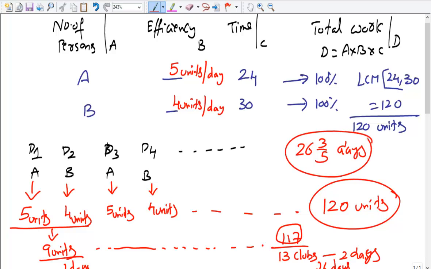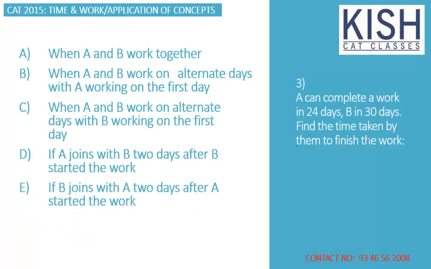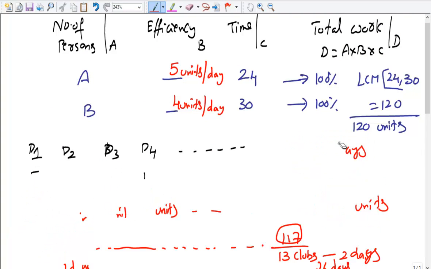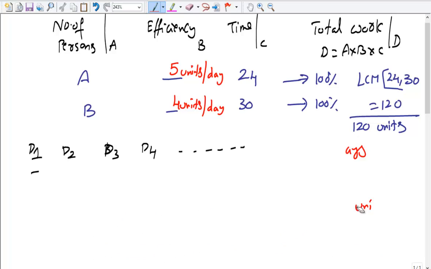Yeah, that's how you can solve this question quite easily. Next, 3C. When A and B work on alternate days, B working on the first day. So it's now B's turn on the first day. Fundamentally, it's not at all a different question, but you need to pay attention. It's B's turn. The capacity of A and B are different, so that's why you need to be careful.